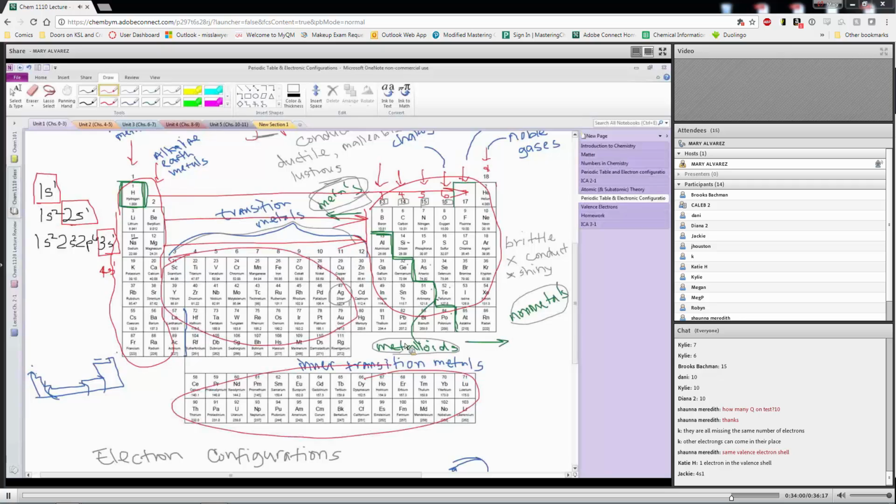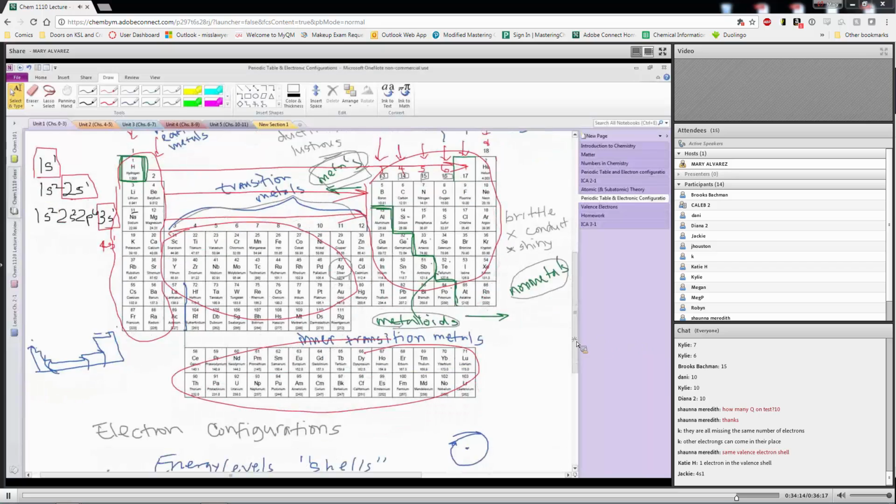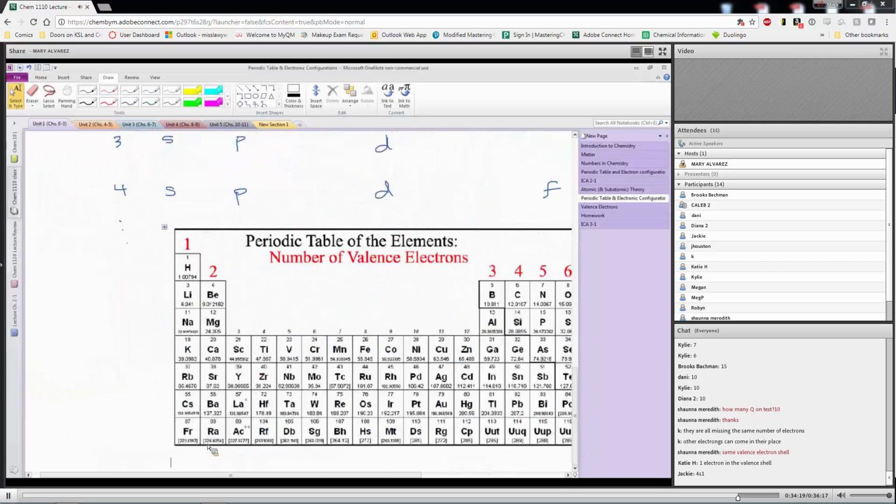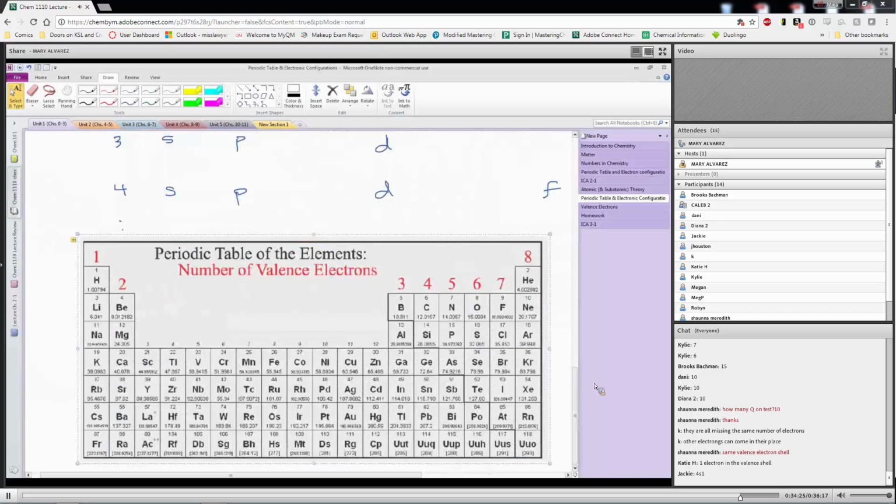Okay, so what do you need to take away from this? Because it's about time to go, and I don't want to keep you from your next class. The number of electrons on the surface of your atom that are reactive, we call those valence electrons, directly corresponds to the group number of your periodic table. Okay, I just copied and pasted this from your lecture notes.